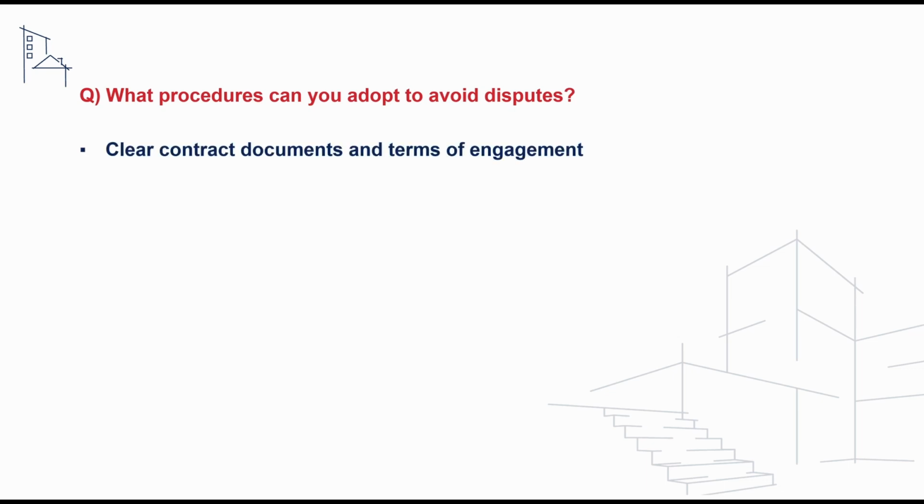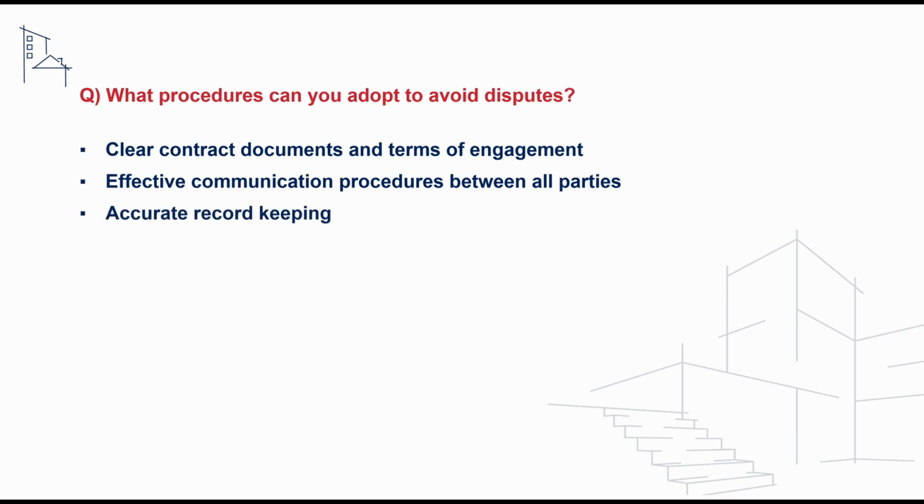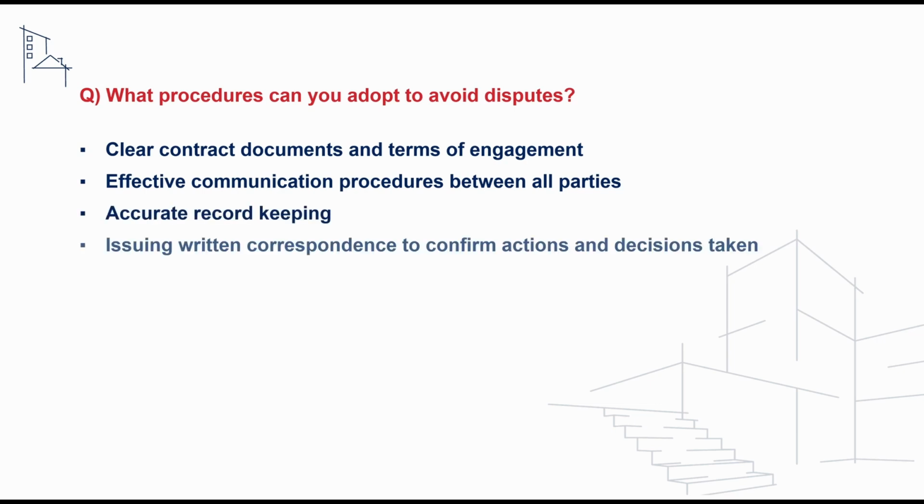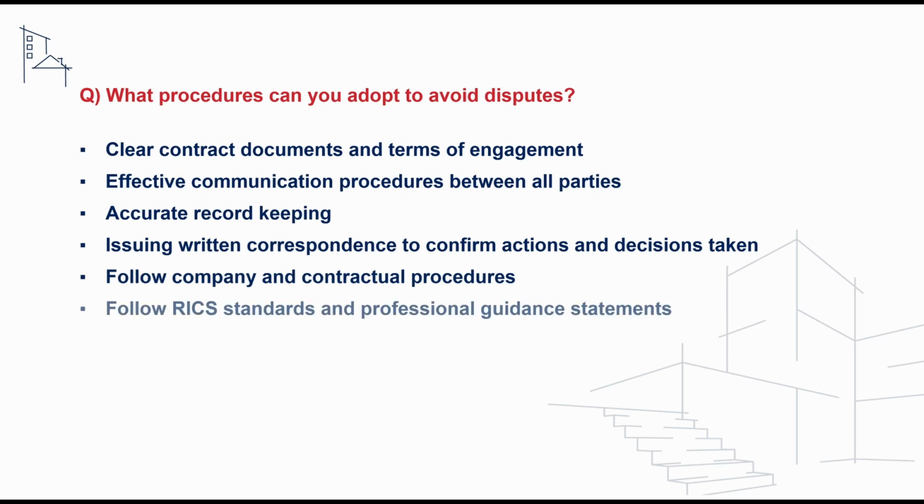And to address this kind of question, we could first of all make reference to clear contract documentation in terms of engagement, and effective communication procedures between all parties, accurate record keeping such as professional diaries and site project meeting minutes, issuing written correspondence to confirm actions and decisions taken, including any site instructions, following company and contractual procedures and not deviating away from these, and following RICS standards and professional guidance statements.